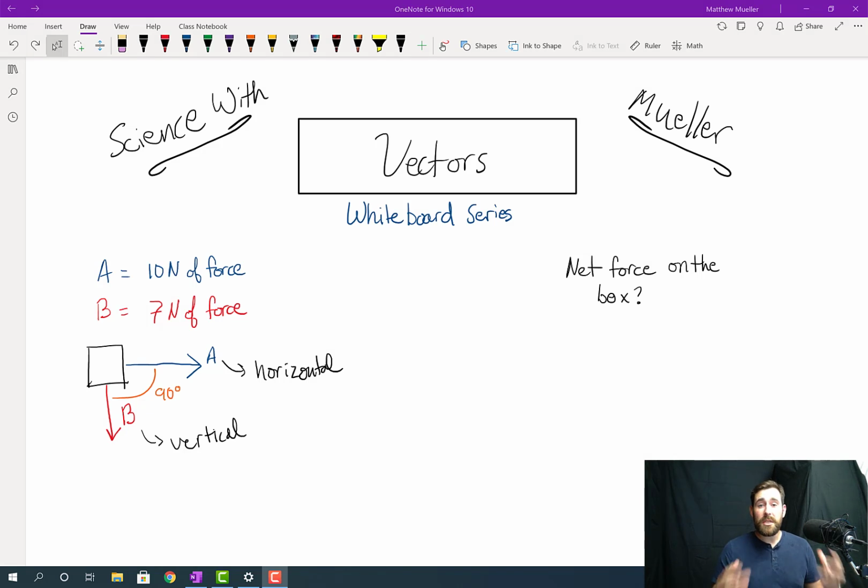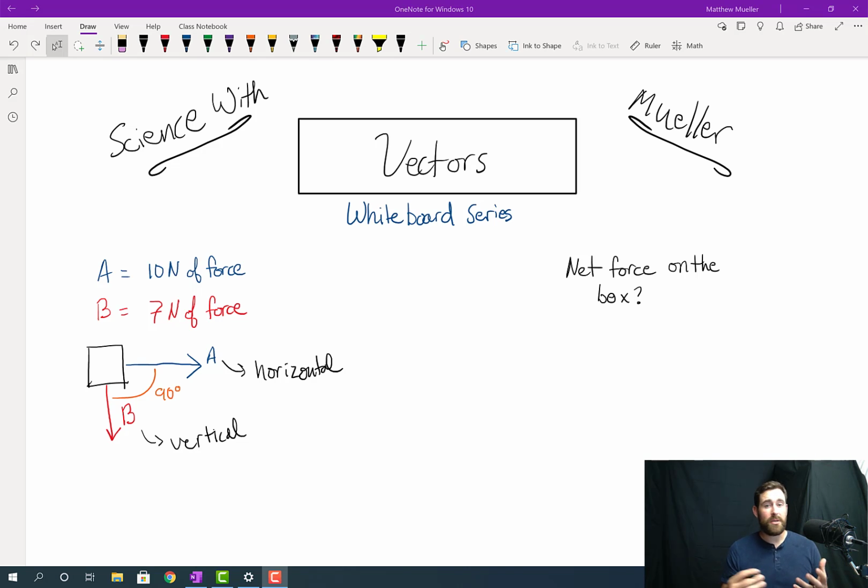All right, so in this problem, we're given a box. There are two forces acting on the box. One that's horizontal, that's vector A, and one that's vertical, vector B. And they are at 90 degrees from each other. Vector A is 10 newtons of force and vector B is 7 newtons of force. And so the question is, what's the net force on the box? In other words, what's the resultant when we put these two vectors together?